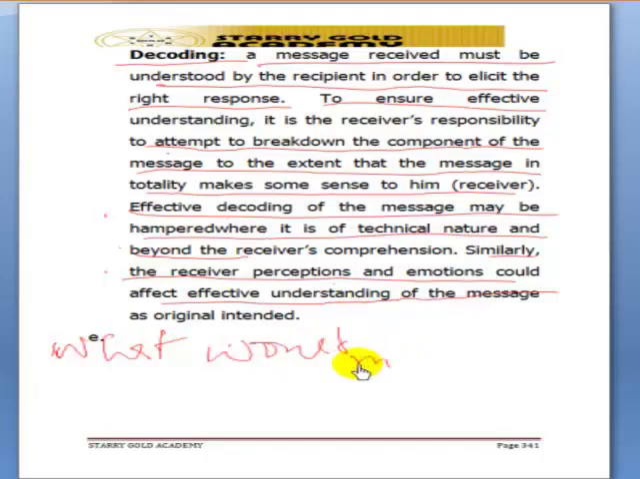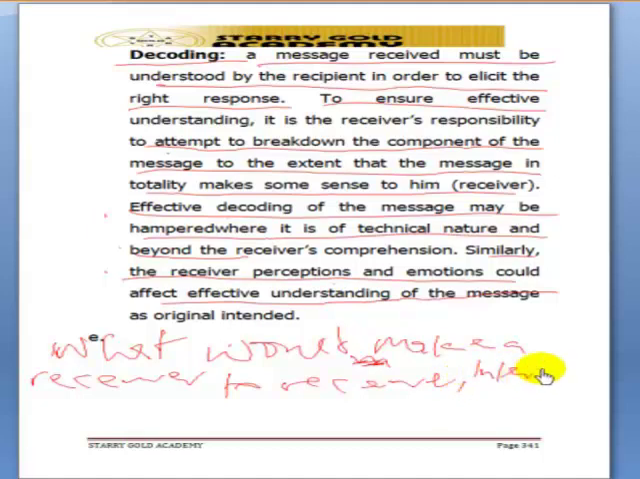Then of course, the word would make a receive, interpret and respond.